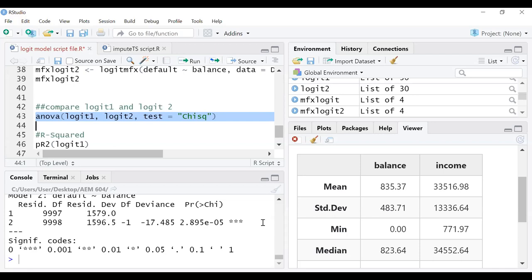That's the most important thing. So now, if it is significant, how do you interpret it? It means there is a difference between model one and model two. So which one must I choose between model one and two? We now have to choose the one with the largest number of variables. The one with more variables is the one you have to choose.